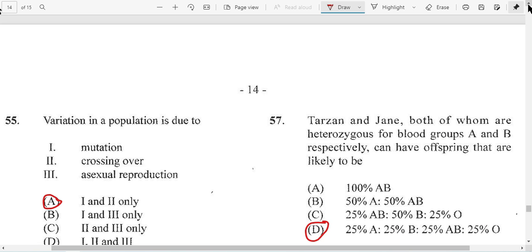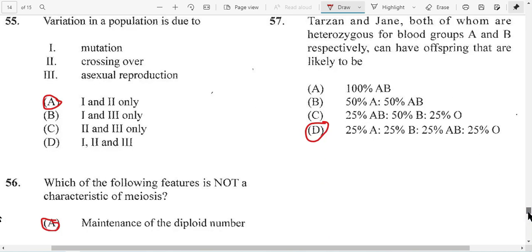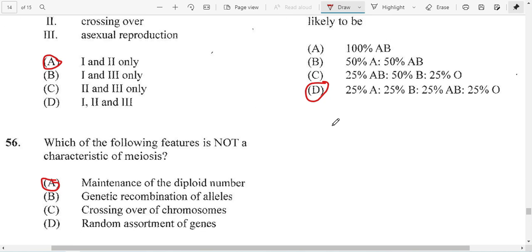Now, Tarzan and Jane, both of whom are heterozygous for blood group AB, respectively, can have offspring that are likely to be, and we chose D as the answer, and we're going to be showing you how we arrived at D being 25% A, 25% B, 25% AB, and 25% O.